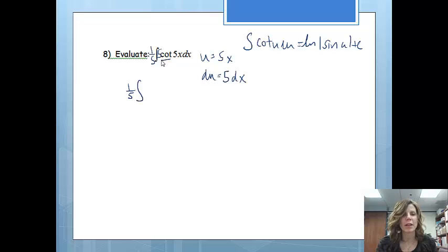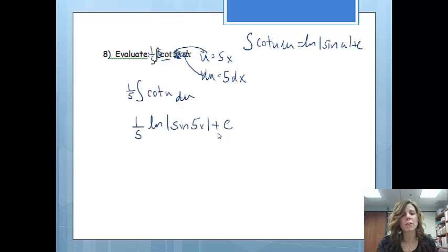I have done absolutely nothing with cotangent, so the cotangent is still in my problem. The 5x was my u, and the 5 and the dx get crossed out because they were a part of du. Now from here, I just get to use the formula, with my 1/5 out front. Again, the integral of cotangent was natural log of the absolute value of the sine of u plus c, and then I'm done. So it's mostly formula recognition on this one, and then identifying the u. So hopefully now you can take the integral of some basic trigonometric functions.